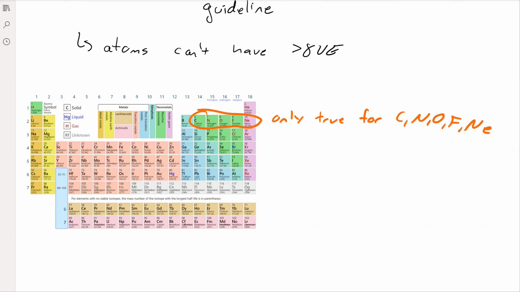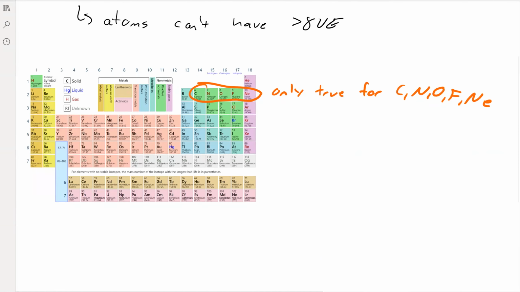If you're thinking, oh, well, then why is it a rule? Well, these 4 elements, carbon, nitrogen, oxygen, and fluorine, are some of the more common elements. So even though the rule is only true for them, they're so much more commonly found that it is actually the rule most of the time.